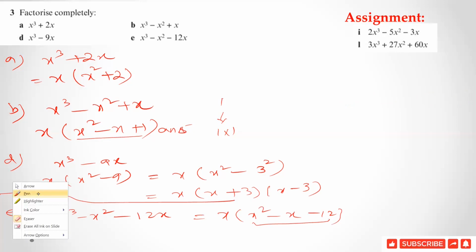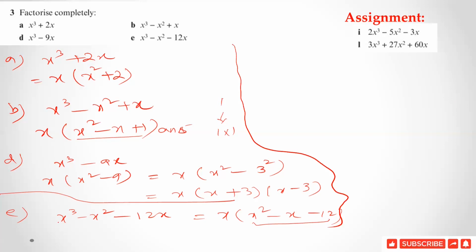B part, okay? We make the boundary line so that we do not get confused. We are getting this one from here. So it equals x times x square minus x minus 12. So 12 is our target. Okay, we take 4 times 3 equals 12 and we need to subtract, so we get a negative sign, so we make minus 4 plus 3, we get minus 1.